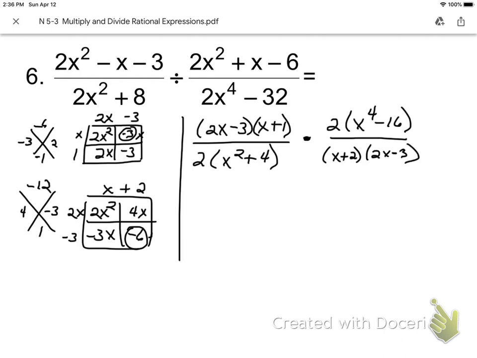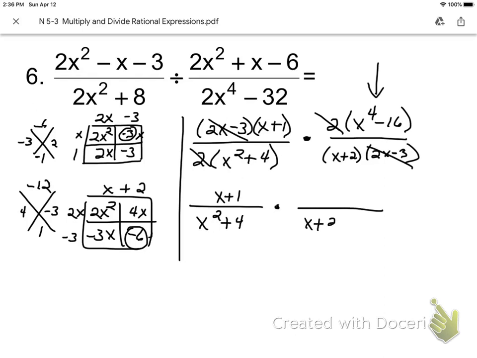Well, what we have right now, we can look and cancel some of this out. We can cancel out this 2. We can cancel out the 2x minus 3. But this right here can factor some more, so we can't say we're finished. Okay, so we still have an x plus 1 over x squared plus 4. Over here we still have an x plus 2.